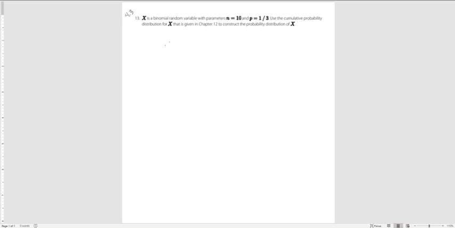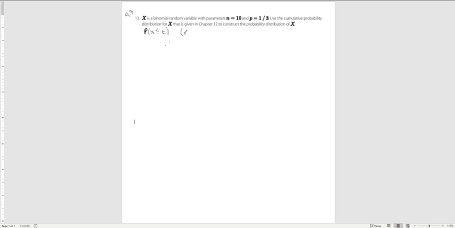Okay, so here we need to go from the cumulative probability, and our cumulative probability was again our probability that x is less than or equal to some value. I'll just put t in there for the moment. So it's some value.